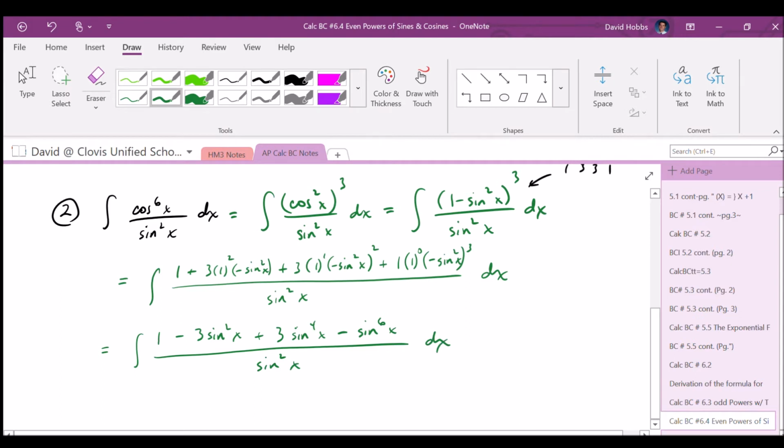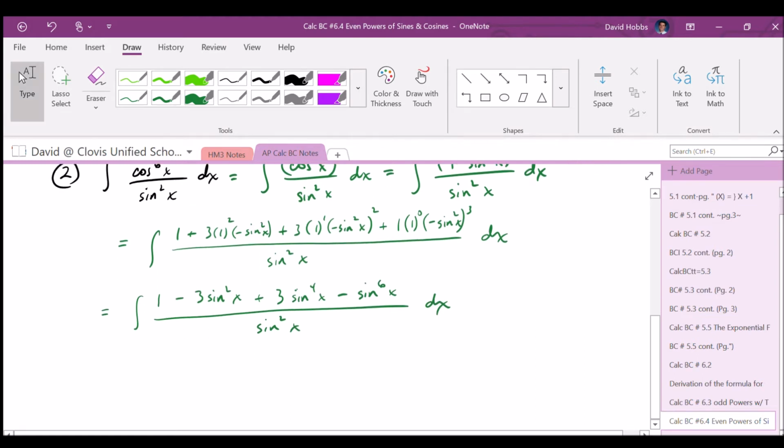Okay, now as I was already mentioning, because I have the single thing in the denominator, I can actually break up this fraction so that I have 1 over sine squared x minus 3 sine squared x over sine squared x plus 3 sine to the 4th x over sine squared x minus sine to the 6th x over sine squared x, and so on.